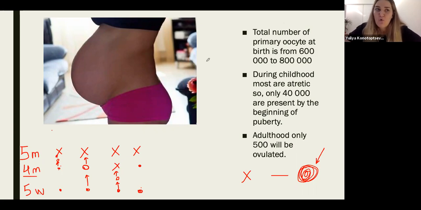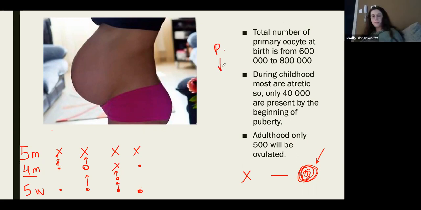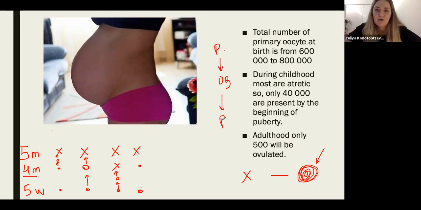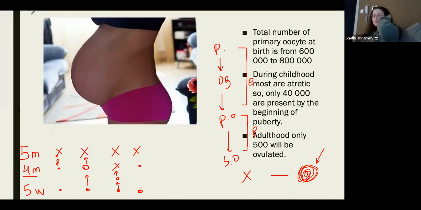Are the steps of oogenesis clear or not really? Because it's not very difficult. We have PGC. PGC should give rise to the oogonia. Oogonia should give rise to the primary oocyte. Primary oocyte should give rise to the secondary oocyte. Just this step is in puberty. This step is in the embryo. Is it clear? When is puberty exactly?